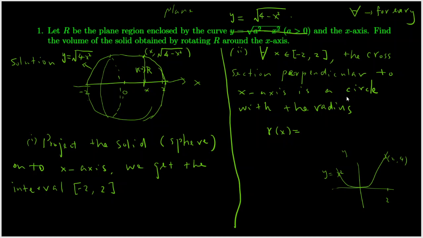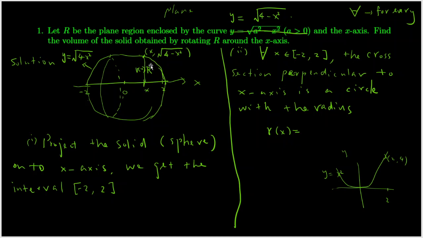Now let's go back to my question. I'm looking for the radius of the cross section. We mentioned the cross section. The entire cross section is a circle. You use a knife to cut the solid at the location of x. The cross section is a circle. Now I'm looking for the radius of the circle. What is the radius of the circle?